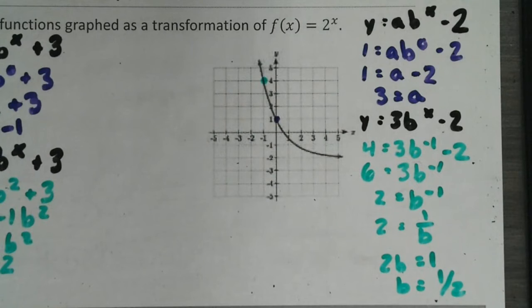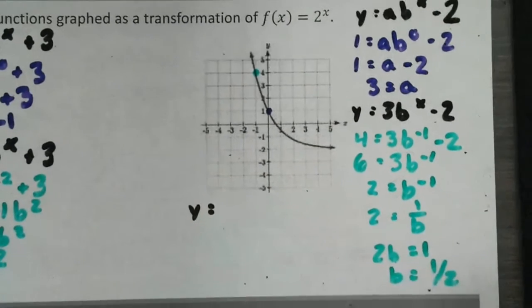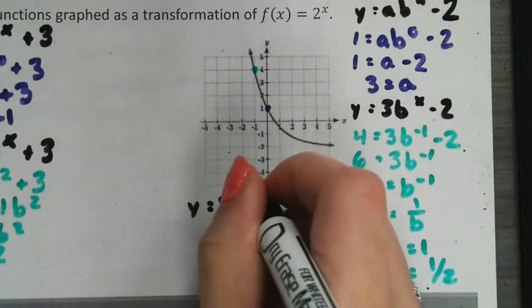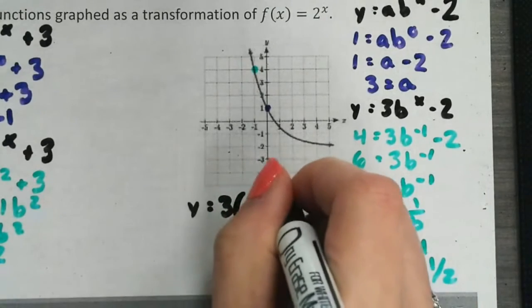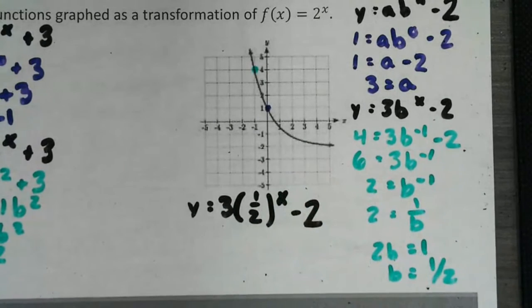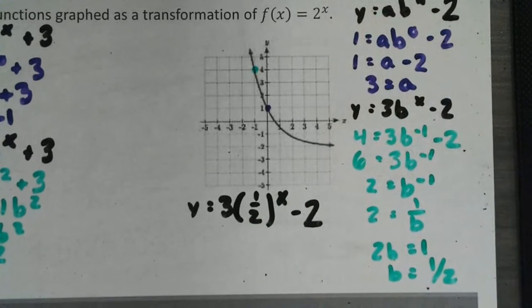So that means my equation is y equals my a value, which was 3, times my b value, which was 1/2, raised to the x, and then we had a -2 on the end. Now in this particular problem, they told us this graph was a transformation of 2 to the x, and I don't see a 2 to the x here. But I want to show you why it is still a transformation of 2 to the x.